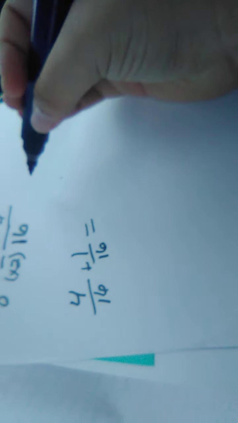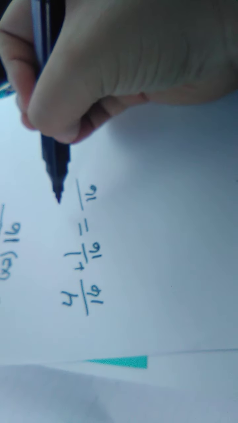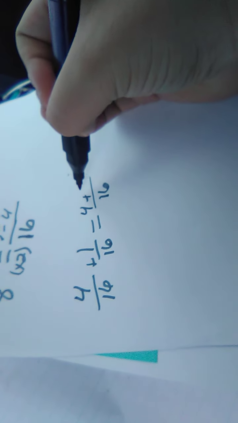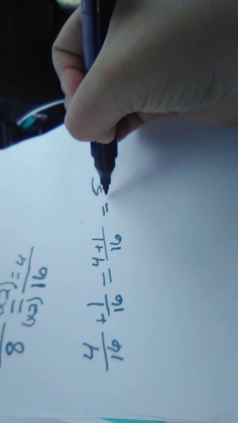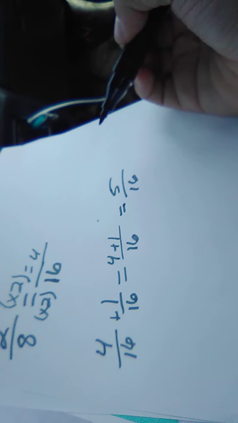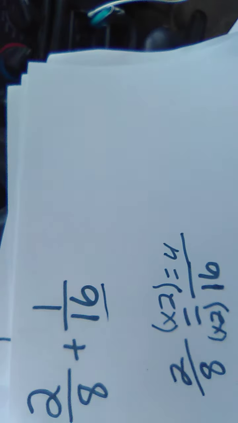Now, this is pretty simple. Denominator stays the same, but numerator changes. 4 plus 1, and we got what? 5 over 16th. Well done. Okay.